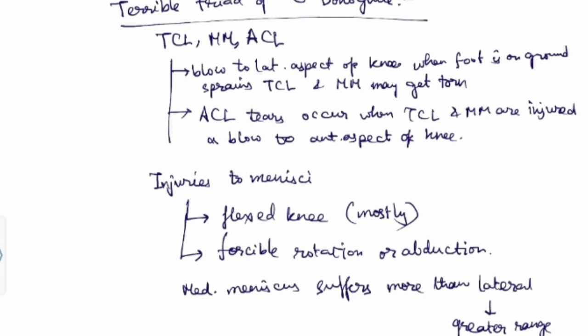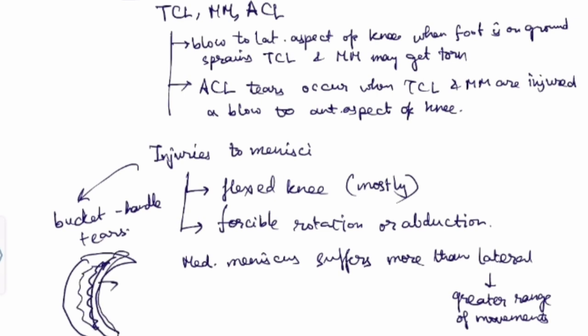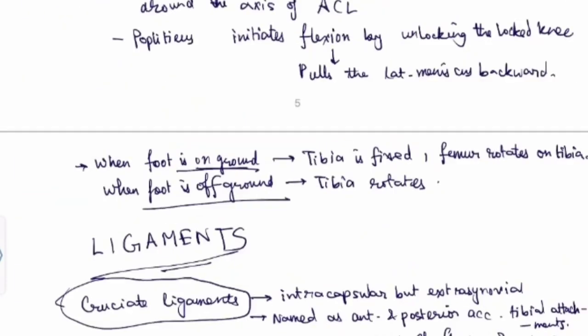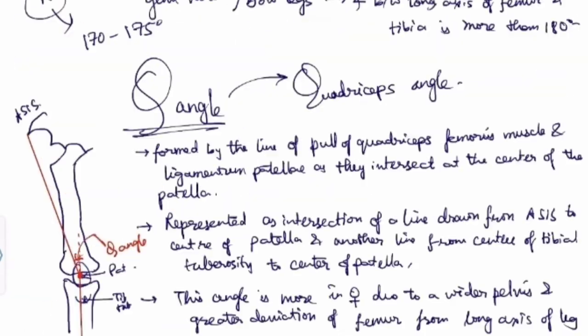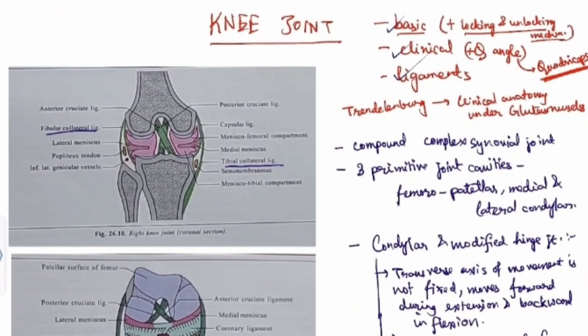A greater range of movements, and the popliteus pulls it backwards, it prevents it from being trapped in the articular surfaces. Okay. Meniscal tears usually occur as bucket handle tears. So if this is the meniscus, then usually here is the tear. Okay. So this medial part you can see is getting detached. May get detached and displaced towards the center. Okay. So this is all about the ligaments which have been covered, then the locking and unlocking mechanism, the Q angle, and finally the complete knee joint also have been covered.